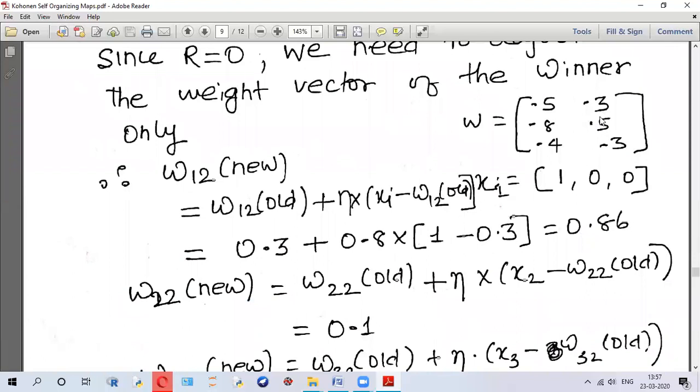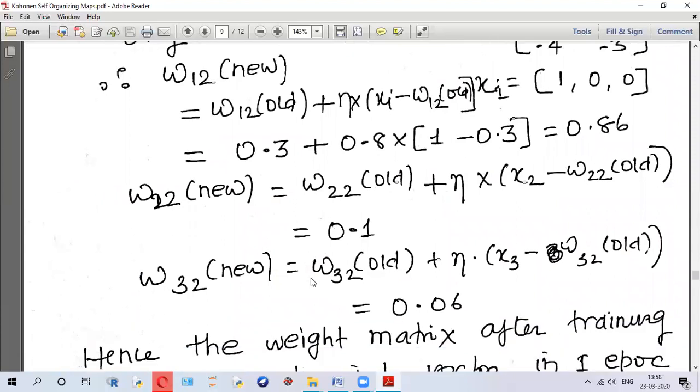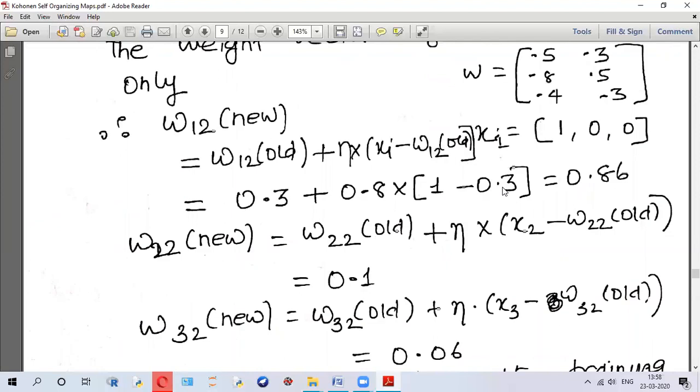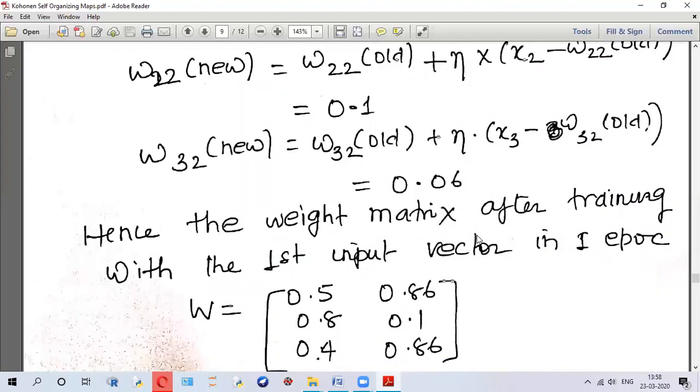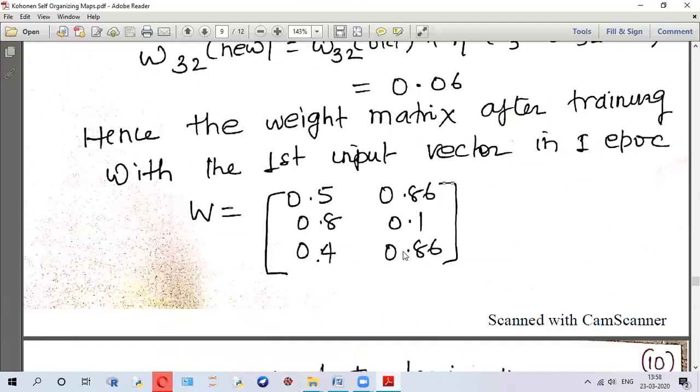In a similar manner, I have to update this 0.5 also. In the same manner, this weight would be adjusted as W22 old value plus the same formula, which would give you 0.1. And similarly, W32, that is 0.3, would also get updated. So by this updation step, we would get a new weight vector where the first code vector remains unchanged, but the second code vector gets updated, corresponding to the winning neuron, which was cluster 2.